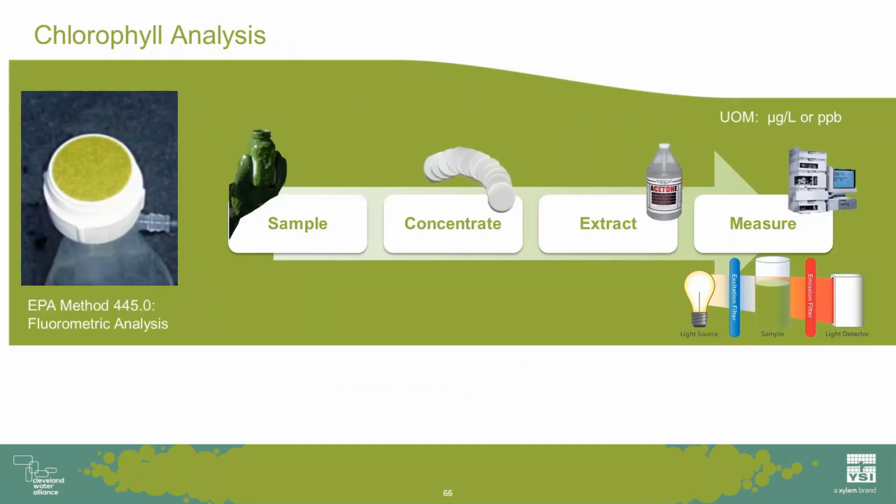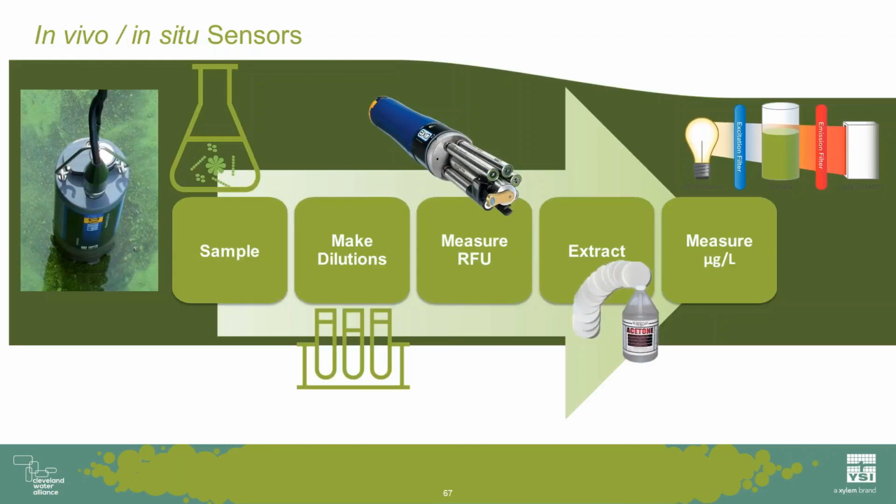So in the field, refreshing your memory here, some of you have done this, I'm sure. You collect a sample, you filter it to grab the algae onto that filter, and then the filter is extracted with acetone. And that extract is measured on a fluorometer or an HPLC. Sometimes people even still use spectroscopy. Now, that is all great, but here's the challenge.